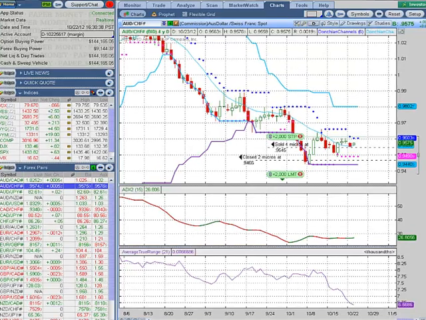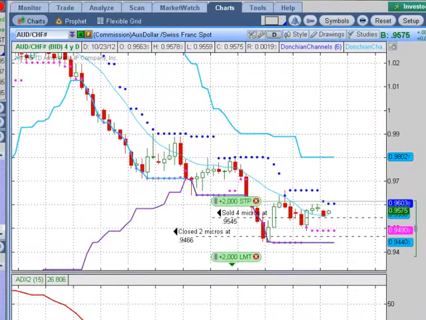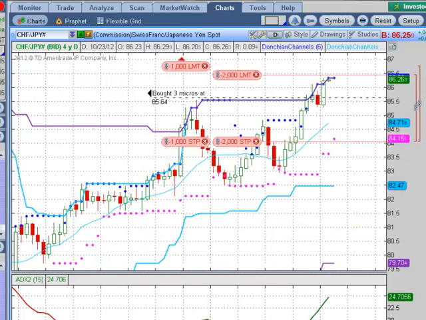This is the Aussie Swiss price chart. We still have 2 micros open. The stop loss remains at 0.9613. This can be seen by the dark blue dot. Here's the Swiss yen chart. Our entry price was 85.64. We still have 3 micros open. Our stop loss is at 84.05 as seen by the pink dot.